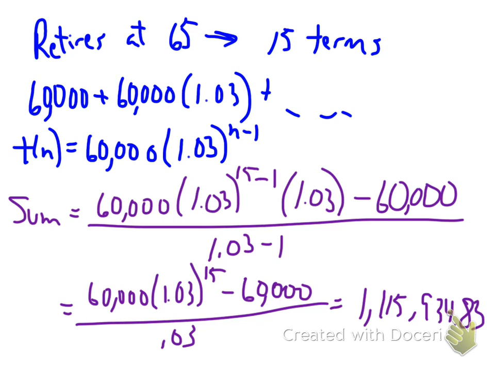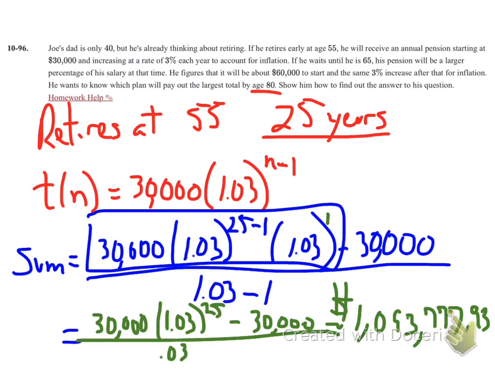So when you look at that, retiring at 65 does pay more. So 1,115,000 compared to 1,093,000. So it is paying more, but you also are working for an extra 10 years. So he's going to have to decide what he wants to do.